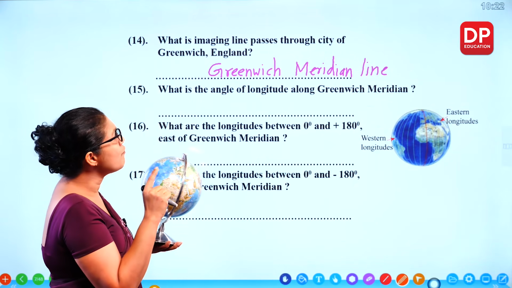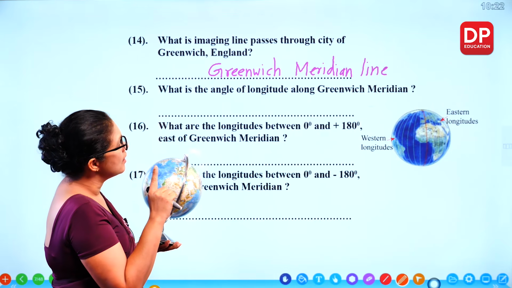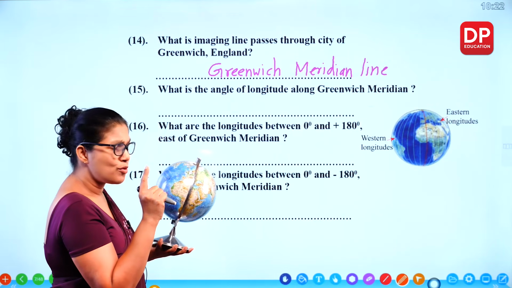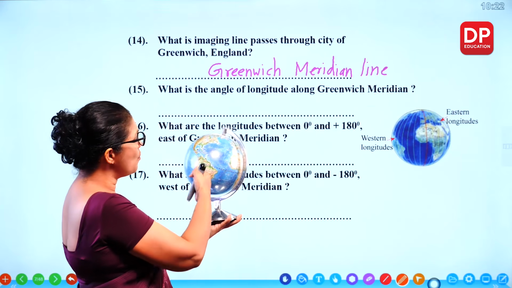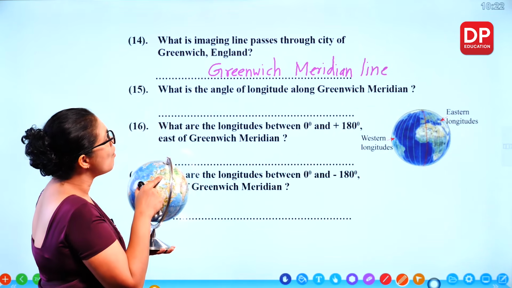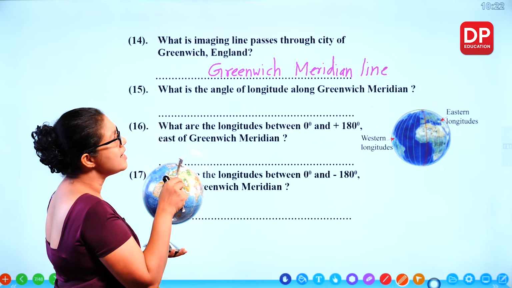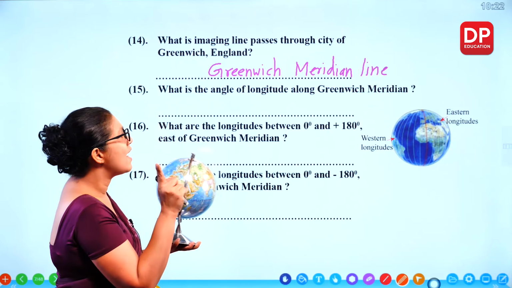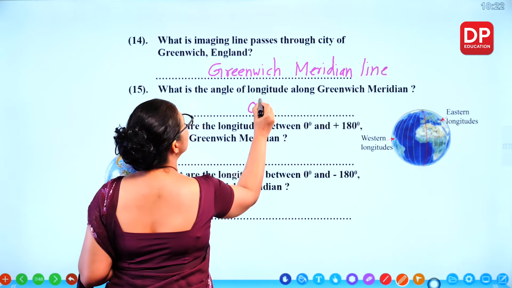What is the angle of longitudes along the Greenwich Meridian? Now what are longitudes? Longitudes are the vertical, imaginary lines. What is the angle of the longitude along the Greenwich Meridian? When you look at the globe, you will see that it's 0 degrees.